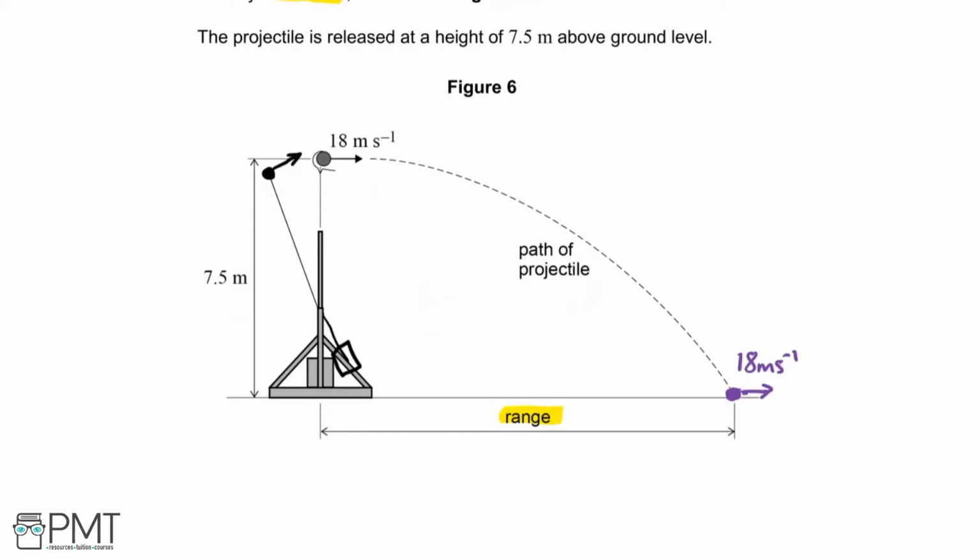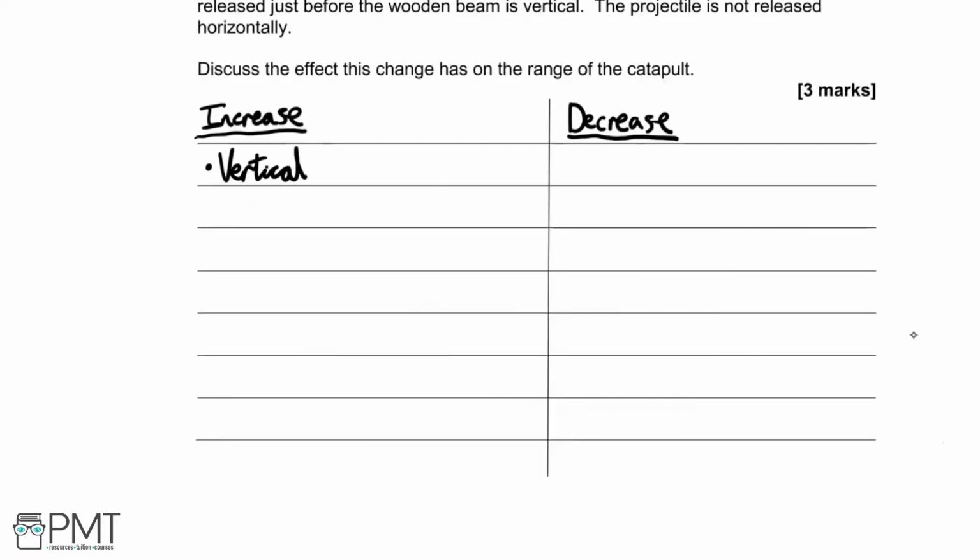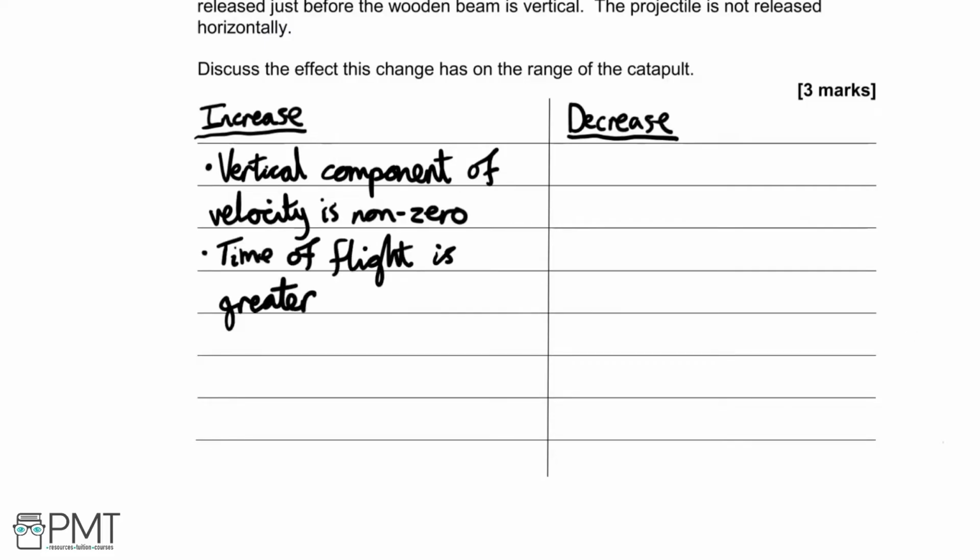What we therefore have is a longer time taken for the projectile to travel because it's traveling upwards and then down. That initial calculation we did at the start of the previous part of the question, where we calculated the time of flight, that time is now going to be longer because it takes longer to travel up and back down again. And over that time, in theory, it should then travel further. So let's write that down in the increase column. Vertical component of velocity is non-zero. So what I mean there is it's got an upwards vertical component of its velocity. Time of flight is greater, so it takes longer to travel.